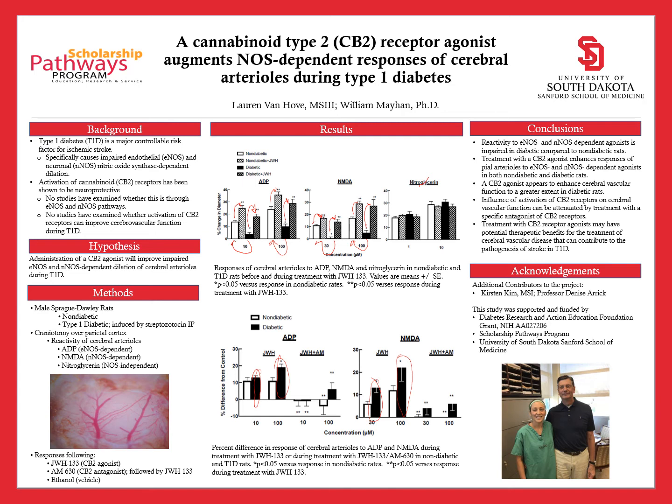In conclusion, our studies reconfirmed that reactivity to eNOS and nNOS-dependent agonists is impaired in diabetic compared to non-diabetic rats. We found that treatment with the CB2 agonist enhances responses of pial arterioles to eNOS and nNOS-dependent agonists in both non-diabetic and diabetic rats, but to a greater extent in the diabetic rats. We also found that the influence of activation of CB2 receptors on cerebral vascular function can be attenuated by treatment with a specific antagonist of CB2 receptors.